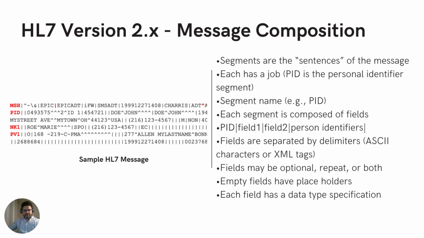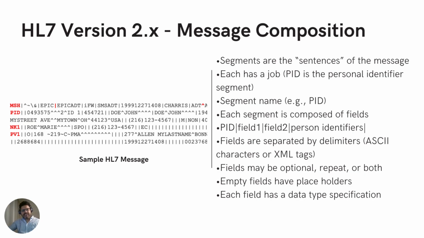But important to know here is that one HL7 message is comprised of different segments. As mentioned in the slide, segments are the sentences of the message. As you see, a lot of text highlighted in red, MSH, PID, NK1, PV1, all of these are individual segments of the message. So we can break down one HL7 message into multiple segments, and each segment has a meaning.